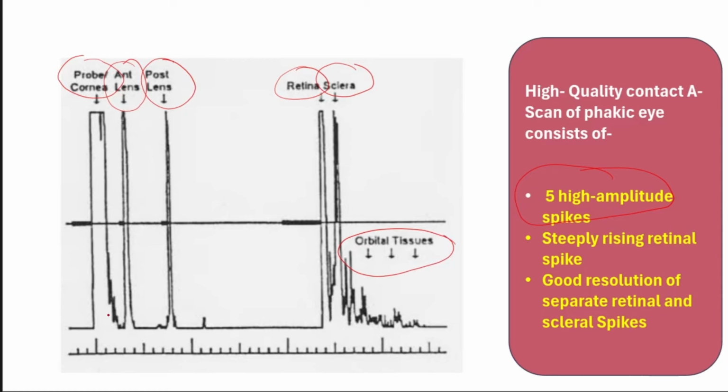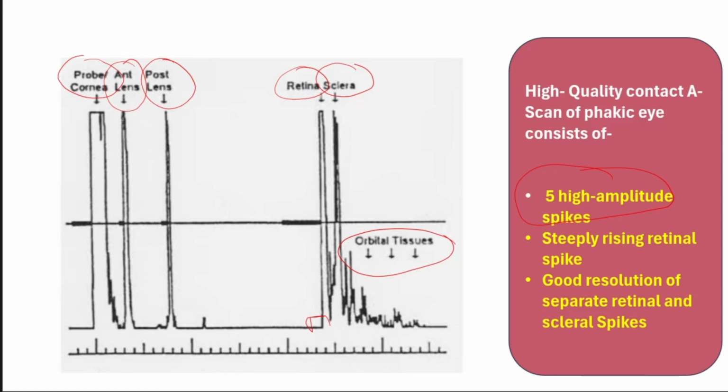Another thing you should note is that all these spikes have to rise steeply from the surface, especially the retinal spike. If you see, it has to make this 90-degree angle. Also, there should be good resolution, and these spikes should be separate. There should be no intermixing of the retina and the scleral spikes. So that is very important.